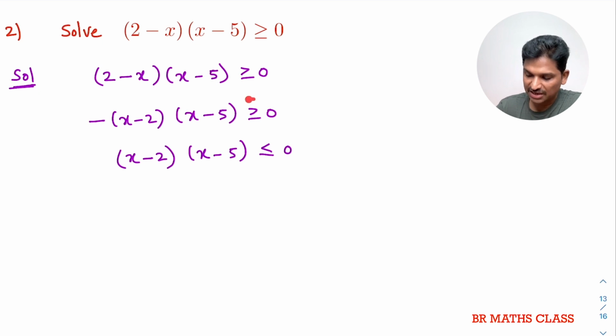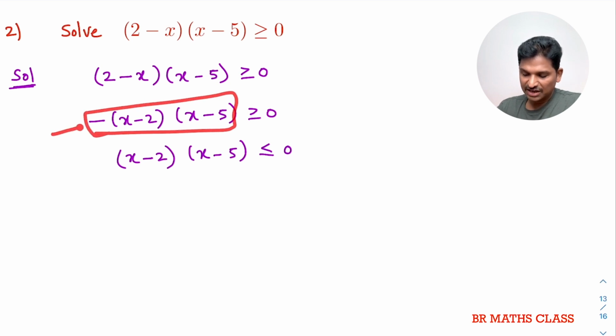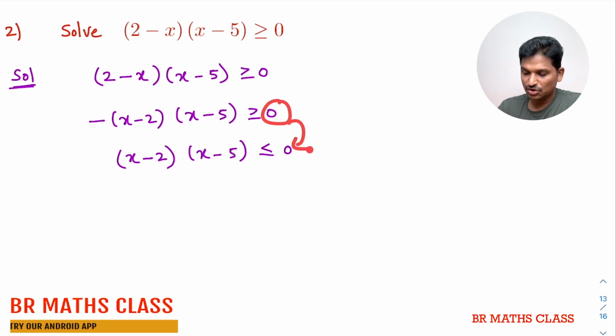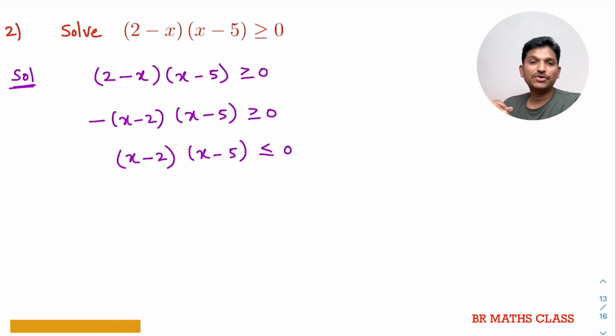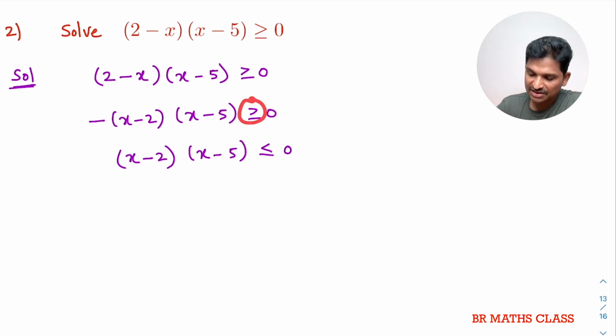What happened here? This greater than or equal to changed to less than or equal to. Why? In this inequality, I multiplied both sides with minus. When I multiply with minus, minus minus will become plus. Here minus 1 into 0 is 0 only. I hope you understand. In the rules of inequality, we learned that for an inequality, if you multiply with a negative real number, the sign of inequality changes. That's why greater than or equal to changes to less than or equal to.